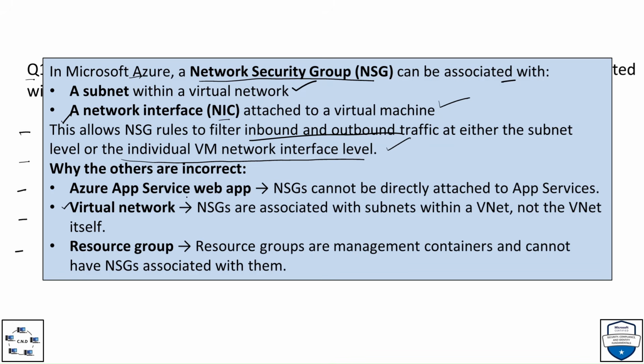Azure App Service Web App: NSGs cannot be directly attached to application services. Virtual networks: NSGs are associated with subnets within a virtual network, not the virtual network itself. And resource groups: resource groups are management containers and cannot have NSGs associated with them.